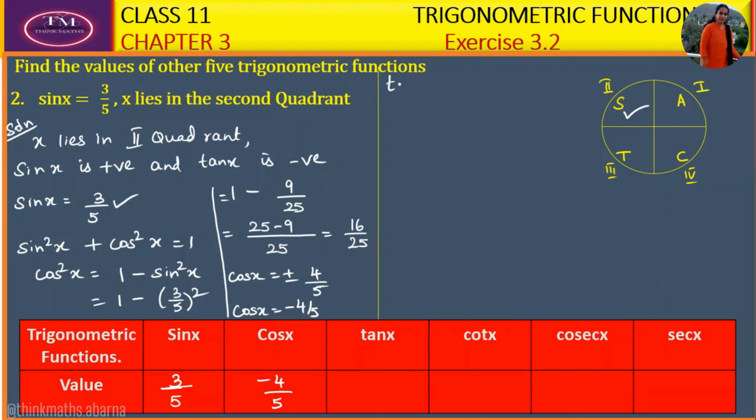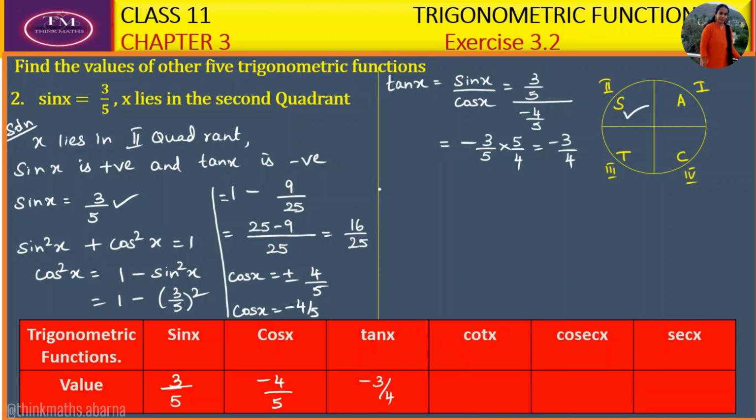Next, very easy. We have to find tan x, which is sin x by cos x. What is sin x? Sin x is 3 by 5. Cos x is minus 4 by 5. So that is a negative sign, only one negative. So we have 3 by 5 in the numerator. If we take the denominator up, it will become 5 by 4. So 5 gets cancelled. So it will be minus 3 by 4. So tan x is minus 3 by 4.